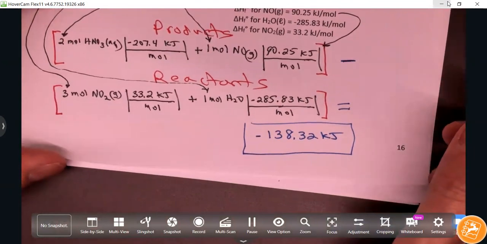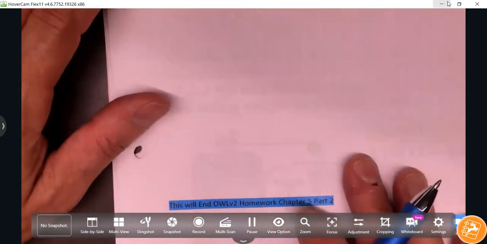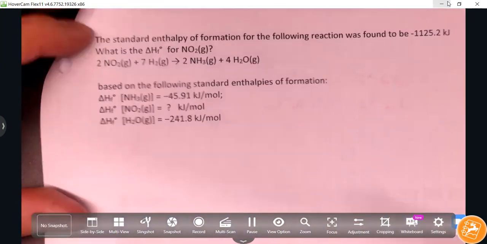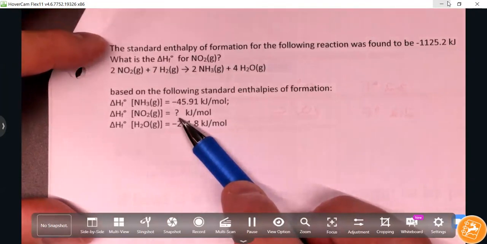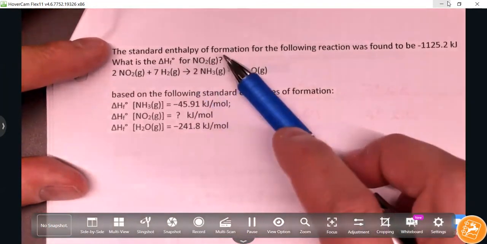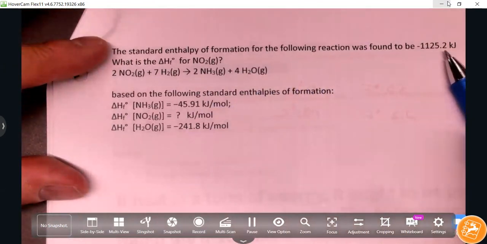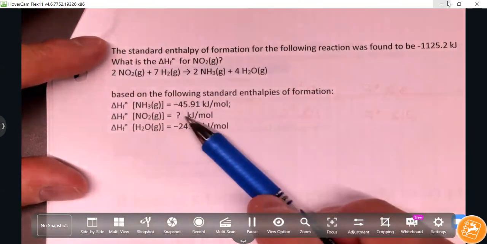And we'll just do one more. It should be the same exact process on the next page here. I'm just seeing that I have a question mark here in my table, so that means we're going to solve for this. The standard enthalpy of formation for the following reaction was found to be negative 1125.2 kilojoules. What is the enthalpy of formation for NO2 gas?